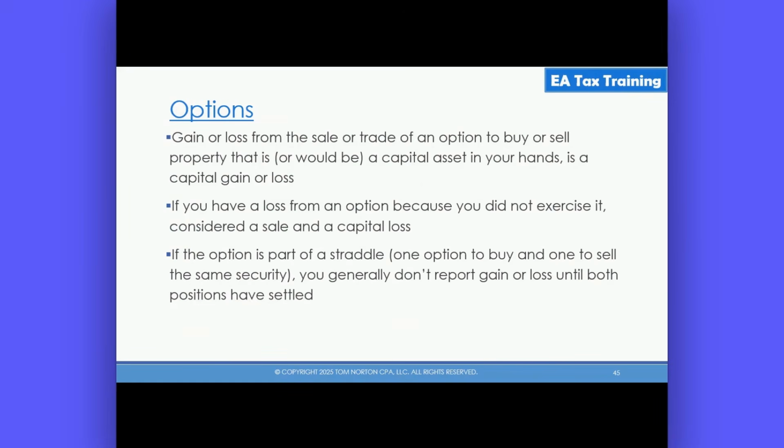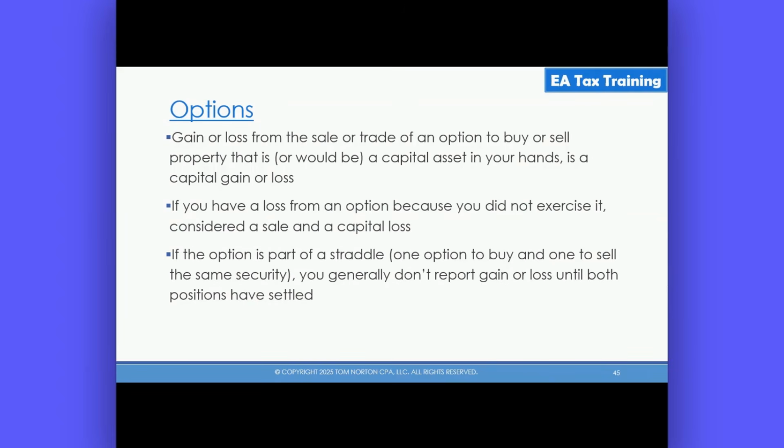Options. So the gain or loss from the sale or trade of an option to buy or sell property that is a capital asset is a capital gain or loss. So usually we're talking about stock options, but it doesn't have to be. You can have an option to buy, for instance, land as well, or other assets. But for ease of discussion, we'll think about stock options.